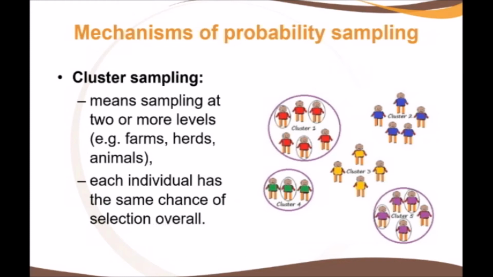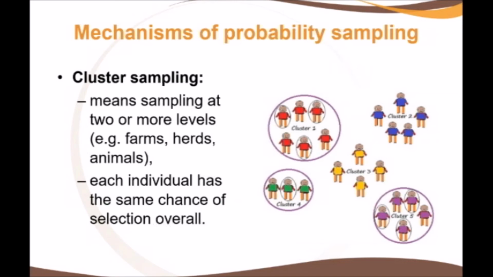You could then use herds as clusters. You could call the herds clusters. So what you do is that if you have, say, 50 herds in the village and you want to study maybe the prevalence of any disease in the herds, you could select just a whole herd. That's called cluster sampling. You just select the whole cluster.